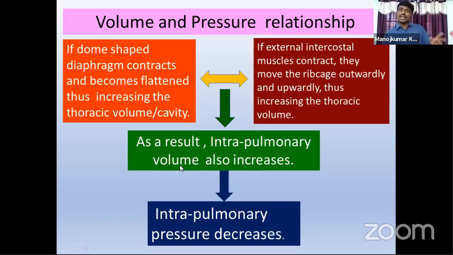As thoracic volume increases, the intrapulmonary volume increases. So these two are directly related, isn't it? If intrapulmonary volume increases, what happens to the pressure inside the lungs? Definitely it decreases. The intrapulmonary pressure decreases.